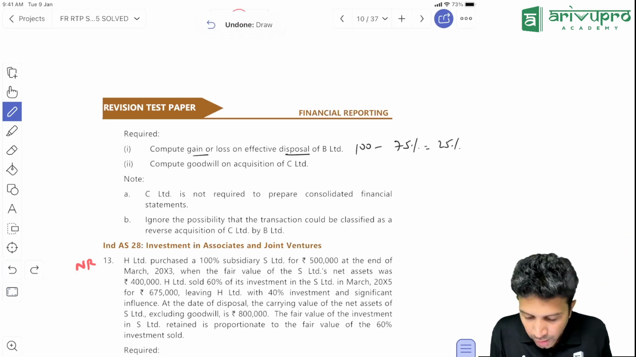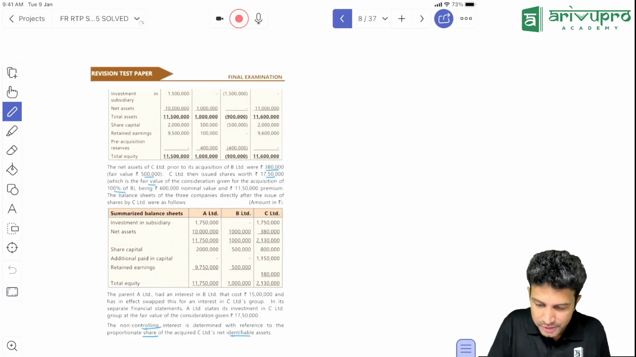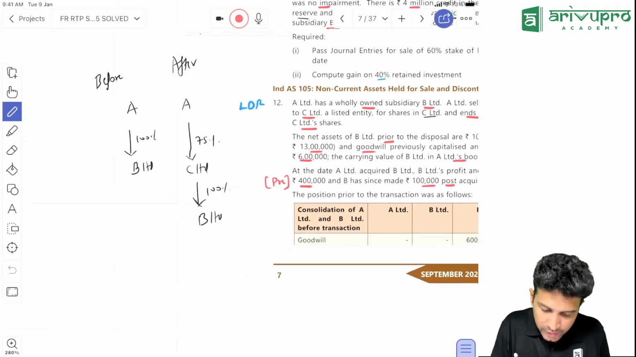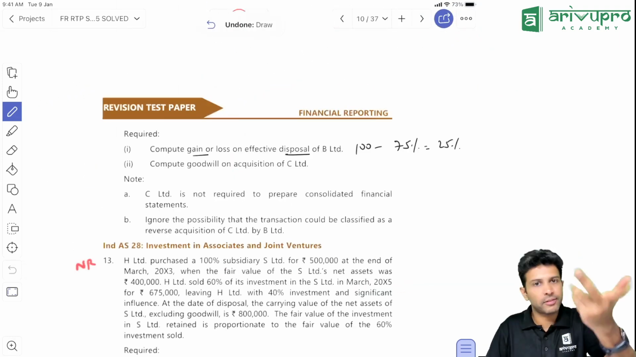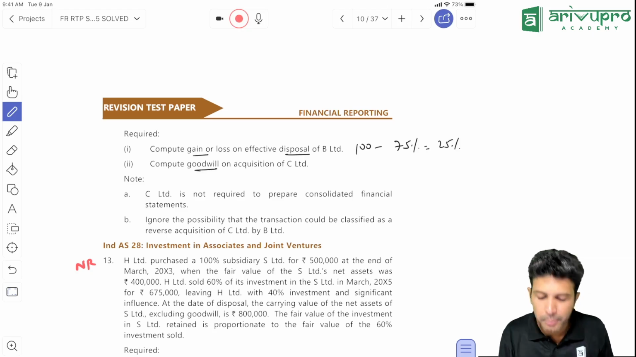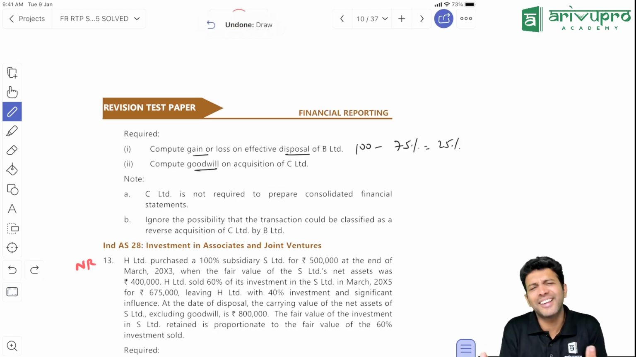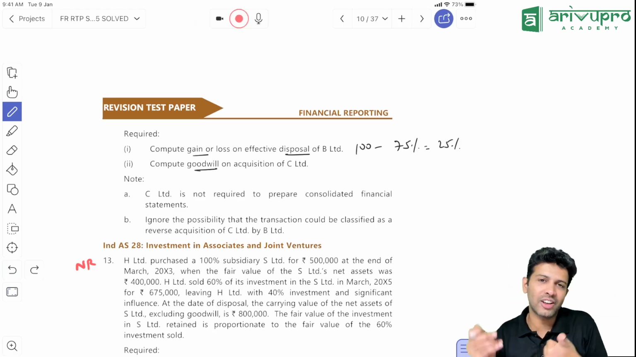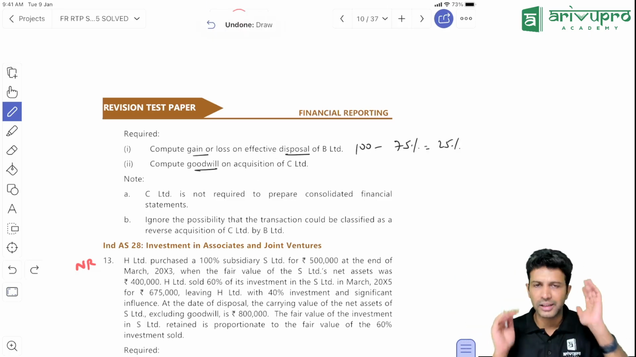And A got control over C Limited now, because A has a 75% stake in C. Once you get control, you'll have to apply Ind AS 103, find out the net assets, goodwill, and all this. So they're asking to compute the goodwill on acquisition of C. That's all they asked. Nothing else. One is the gain or loss on the sale, and the other is the control you've got over the other company, for which they're asking you to calculate goodwill.